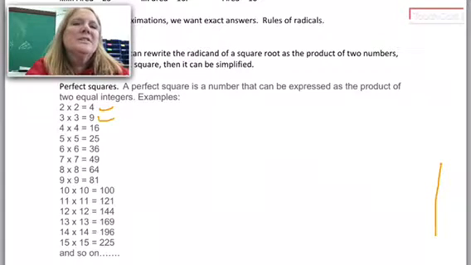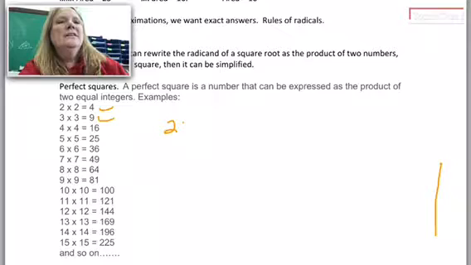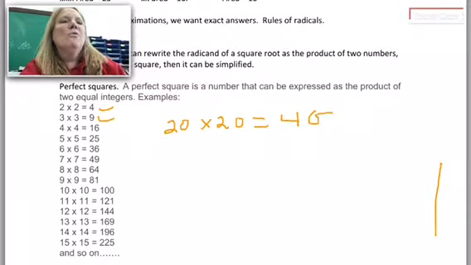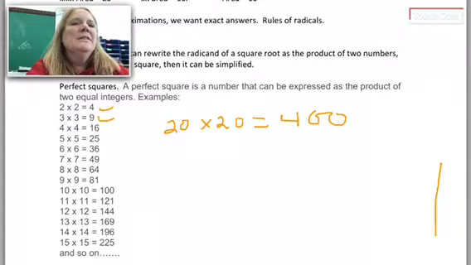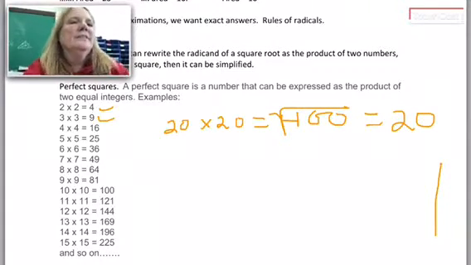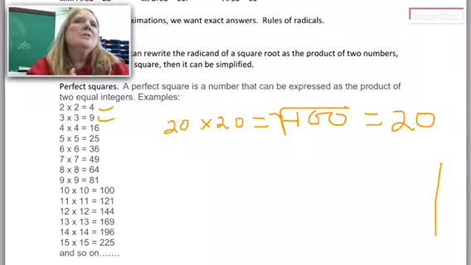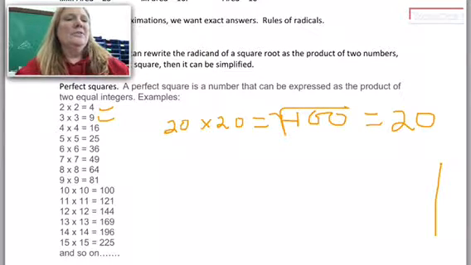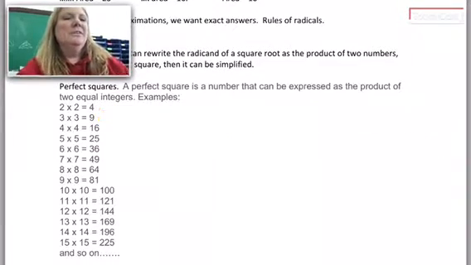4 times 4 is 16. So you can just take any two numbers and multiply them together. 20 times 20 is 400. So 400 is a perfect square, because we know that the square root of 400 would be 20. So those are perfect squares. That's what you can start to become familiar with. So let's go now and actually simplify some.